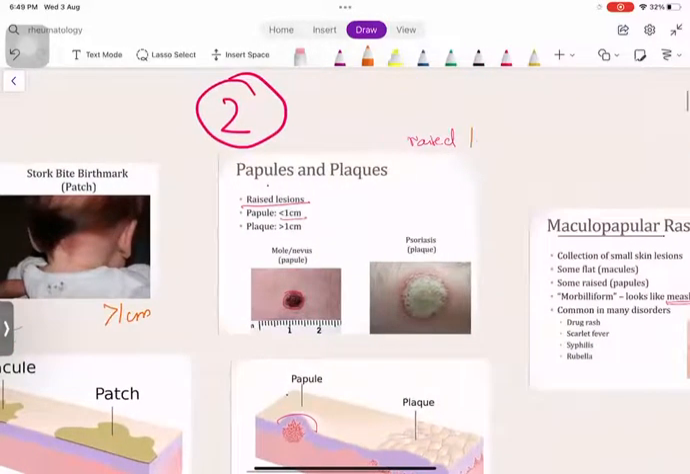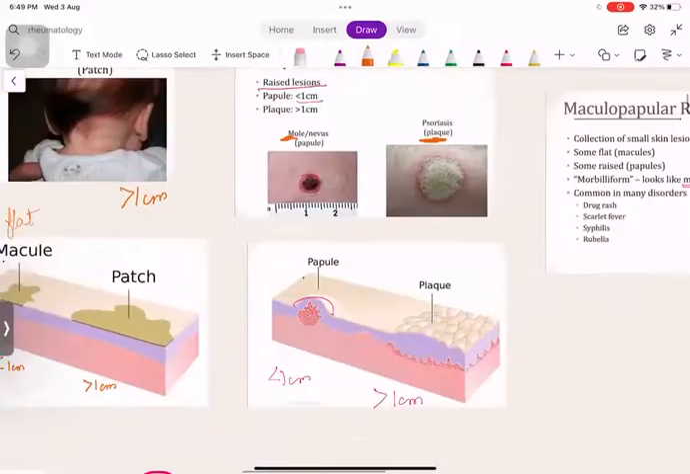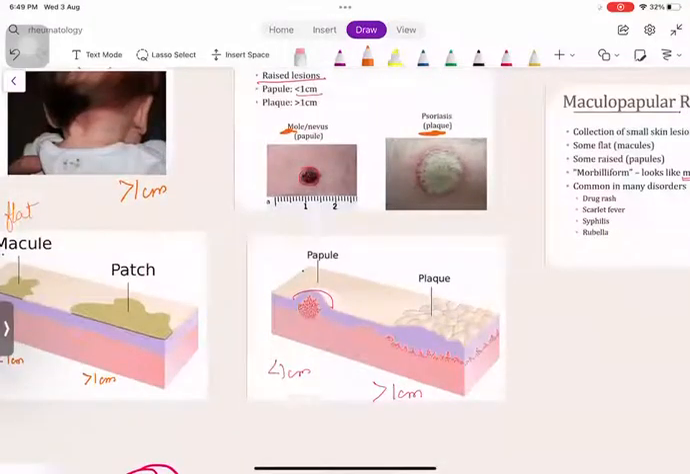If the lesion is raised, then it could be papule or plaque. Papule is less than 1 centimeter. It includes mole. And if it is greater than 1 centimeter, it is plaque, like in psoriasis. Less than 1 centimeter, raised lesion, papule. Greater than 1 centimeter, raised lesion, plaque.